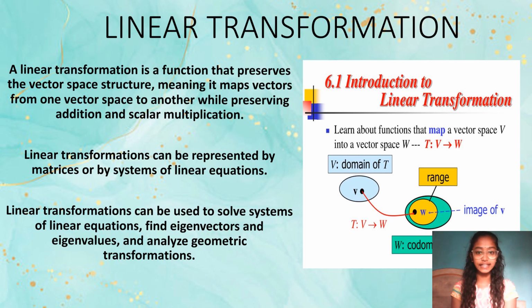And the next is linear transformation. A linear transformation is a function that preserves the vector space structure, meaning it maps vectors from one vector space to another while preserving addition and scalar multiplication. A linear transformation can be represented by a matrix or by a system of linear equations. Linear transformations can be used to solve systems of linear equations, find eigenvectors and eigenvalues, and analyze geometric transformations.